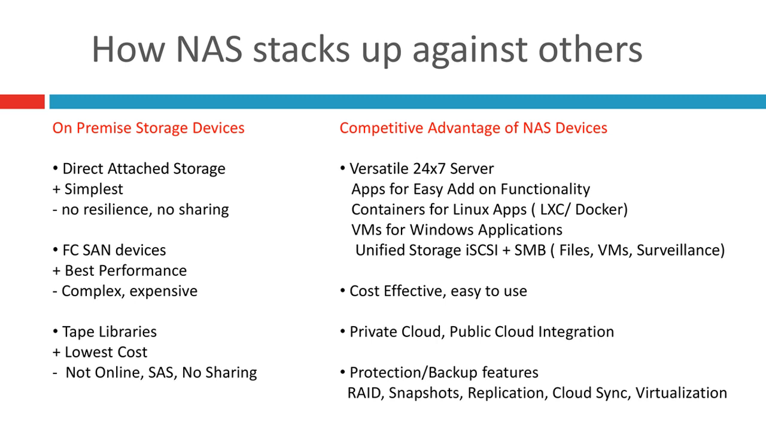The number one reason that a NAS is preferable to small and medium businesses and some enterprises as well over direct attached storage or SAN devices or libraries is that they are extremely versatile. A NAS is a 24/7 on server that runs on a Linux kernel. And the kernel itself gives you the basic functionality that you will need to store your data, share your data, and protect your data, like RAIDs, snapshots, on-site replication, and integration to a public cloud. That covers almost everything that you would want in an enterprise solution.